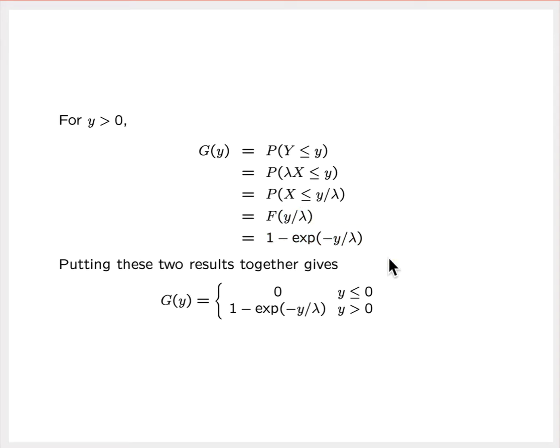And so putting these two results together, we have now the fully specified expression for the CDF of the new random variable y, right? It's going to be equal to 0 if we evaluate that CDF at any value of y less than or equal to 0, and it's 1 minus e, or the exponential function evaluated at negative y over lambda for any positive value of y.